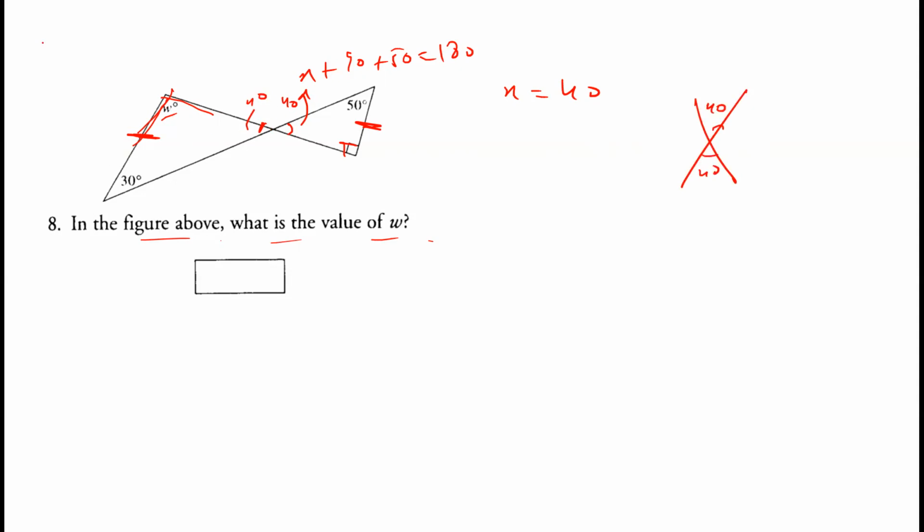So what is your W? W plus 30 plus 40 equals 180. So W will be equal to 180 minus 70, that is equal to 110. So question 8, the answer is 110.